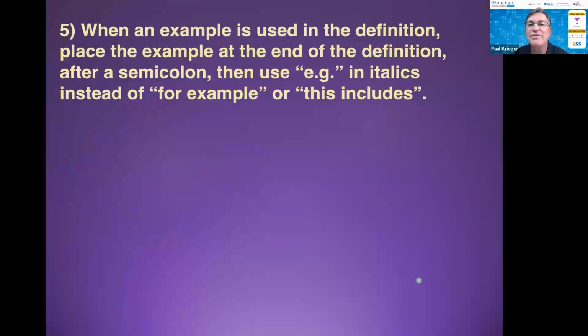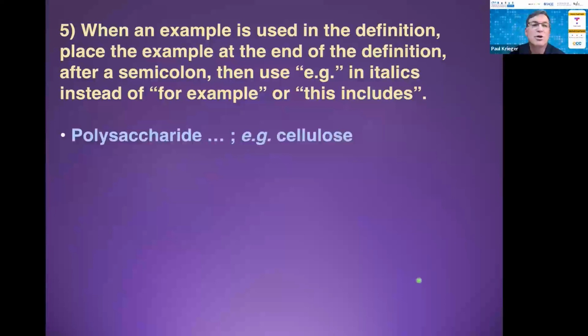Okay, here's number 5. When an example is used in the definition, place the example at the end of the definition after a semicolon, then use e.g. in italics instead of "for example" or "this includes." So I might have the term polysaccharide, and then I give the definition, and then there's a semicolon, e.g. is my "for example," and then cellulose.